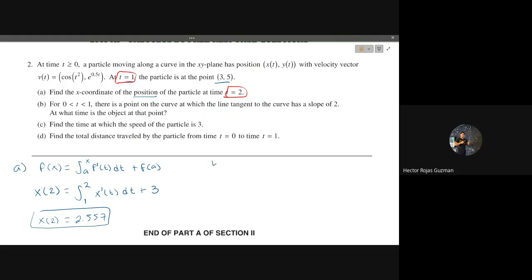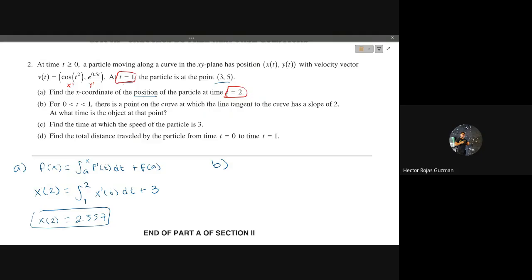Okay. B. We want to find the slope, dy/dx. When you put it into the calculator, the function that you just saw, what do you put in for x of t? You put in cosine t squared. You mean for x prime of t? Yeah, you put cosine t squared because that's your x prime. I'll label it up here. This one is x prime, and this one is y prime. So yes, you put x prime.